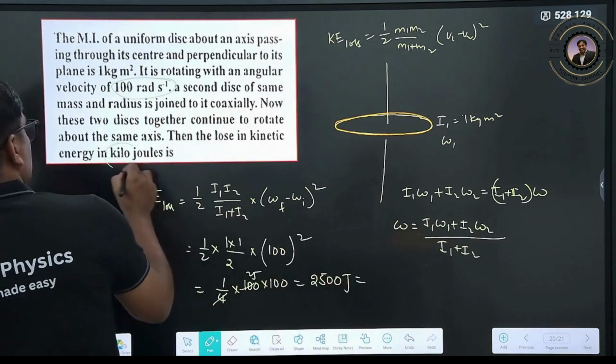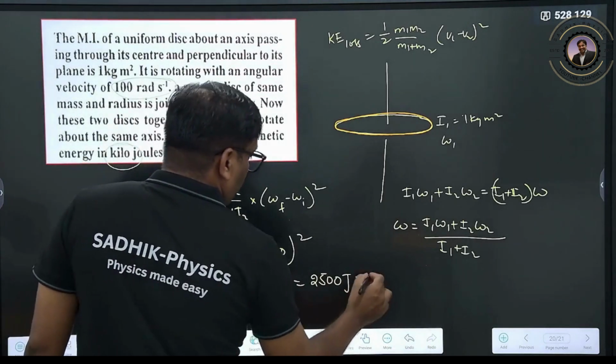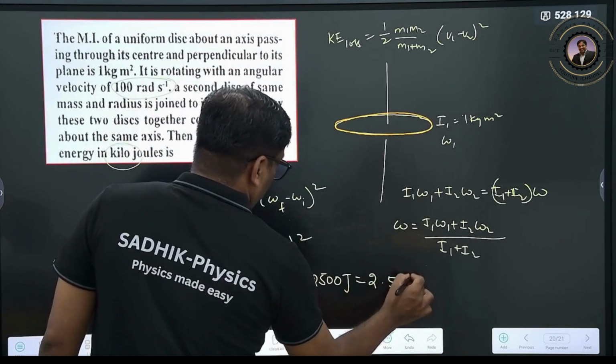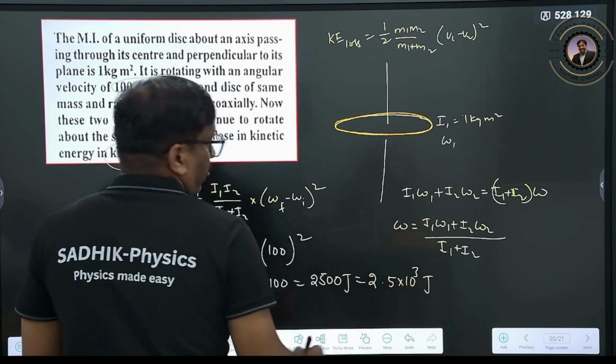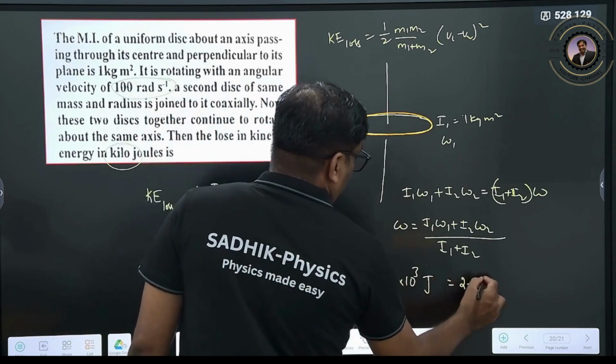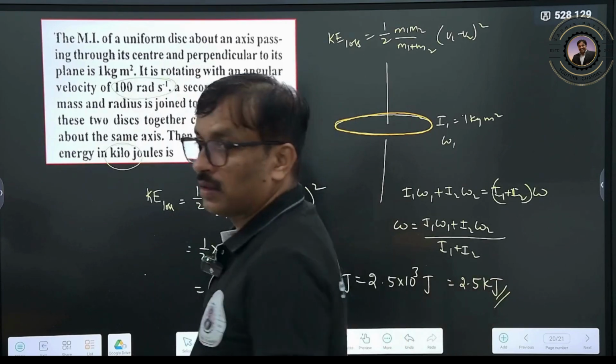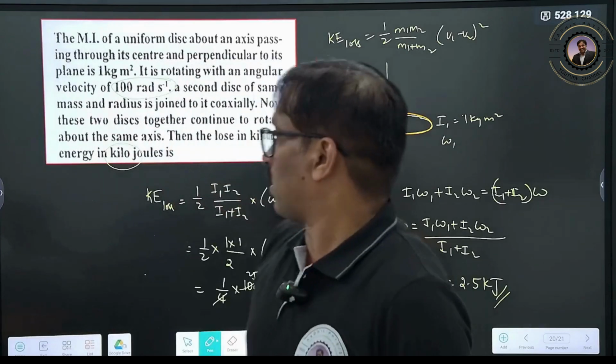He has asked in kilojoules. Kilojoules means how much? 2.5 into 10 to the power of 3 joules, right? So that means 2.5 kilojoules. This is your answer. Clear?